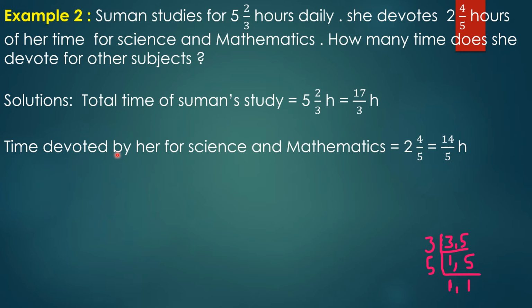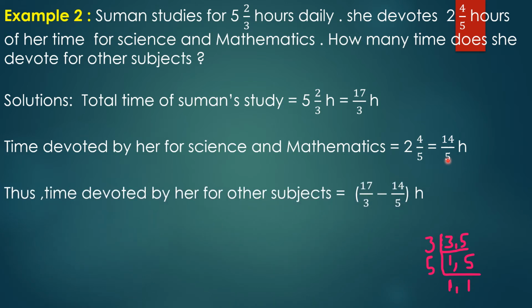Next, time devoted by her for science and mathematics. So for science and mathematics she is giving 2 4/5 hours. So convert this into a proper or improper fraction. How to do? 5 2s are 10, 10 plus 4, it is 14. So this will become 14/5.